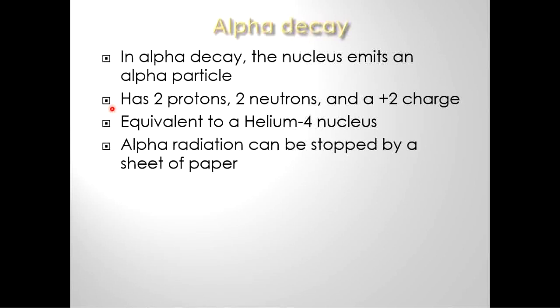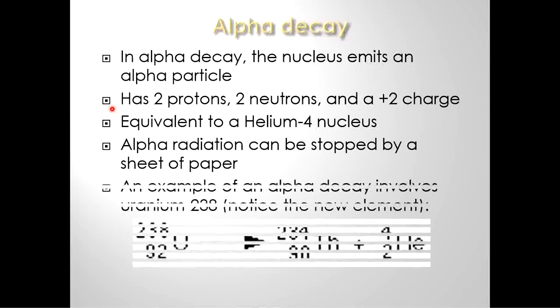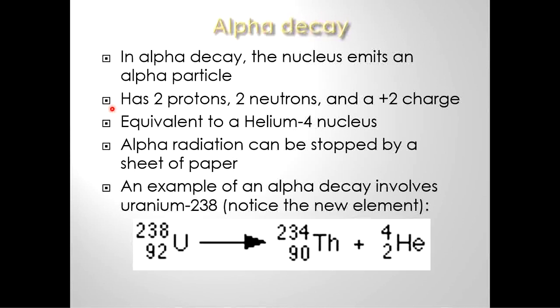Alpha radiation can be stopped by a sheet of paper. So if you hold up a sheet of paper right in front of your face, it can stop an alpha particle. This is an example of an alpha decay. So uranium-238 goes through alpha decay, and look at what happens to the element. First we had uranium. Do we still have uranium on the other side?